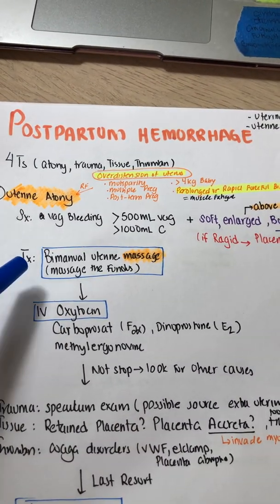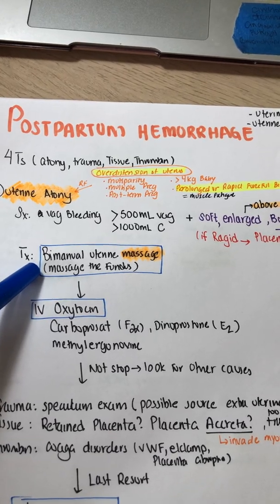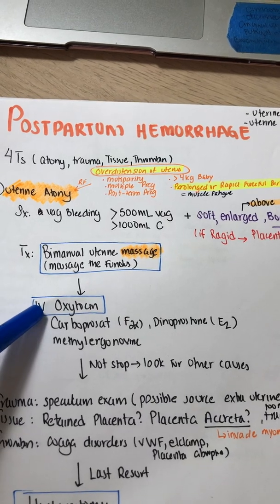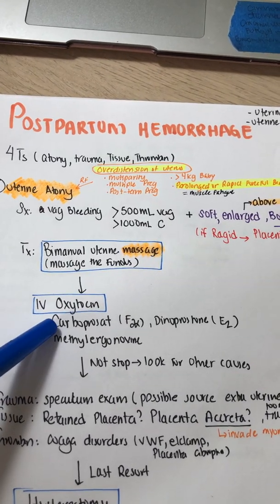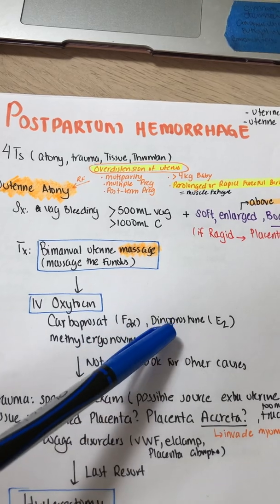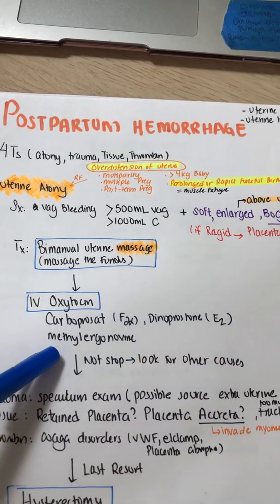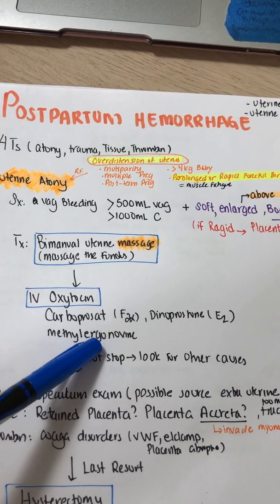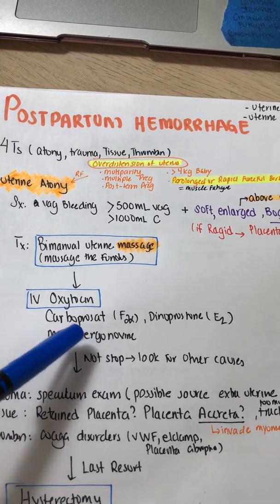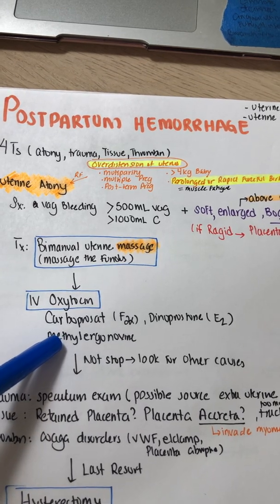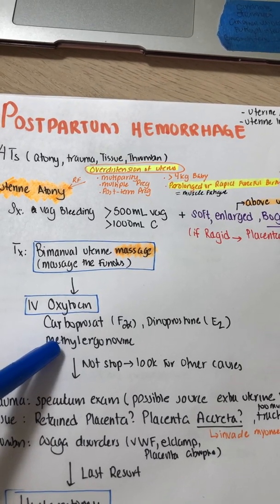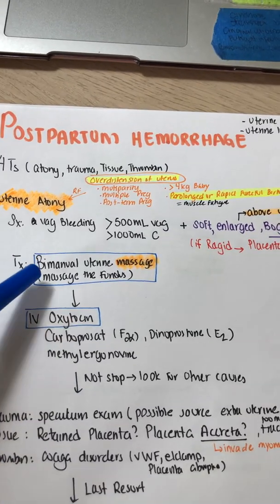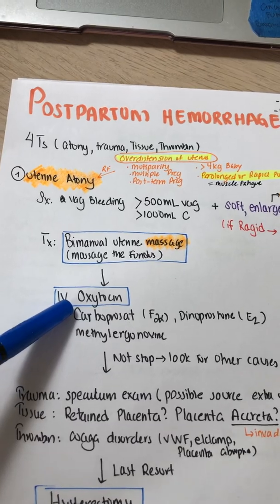And the treatment, always try the non-invasive one first. So you give a fundal massage first, then you give IV oxytocin, remember? And then carboprost, prostaglandin F2, dinoprostone, E2, methylergonovine. Those can be used. Remember the ergot products are vasoconstrictors, so make sure you don't use that in any patient that has preexisting ischemic heart disease. So manual massage, then oxytocin.